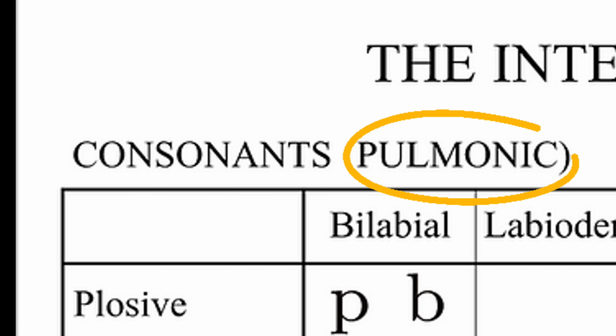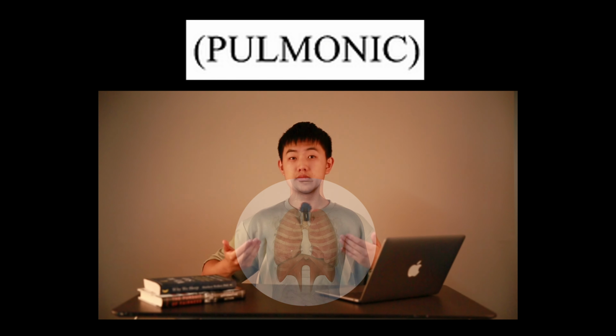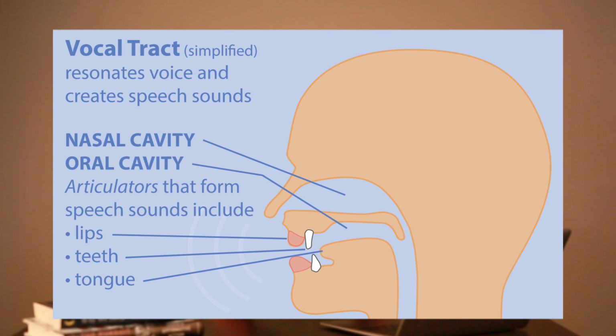If you take a look at the main consonant section, you notice that it's labeled with this word pulmonic, which essentially means that the airflow originates from the lungs and the diaphragm. But not all sounds result from air from the lungs. This brings in an important concept in phonetics. How exactly is the airflow produced?